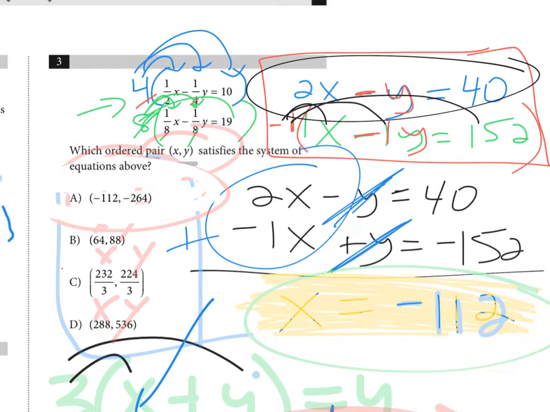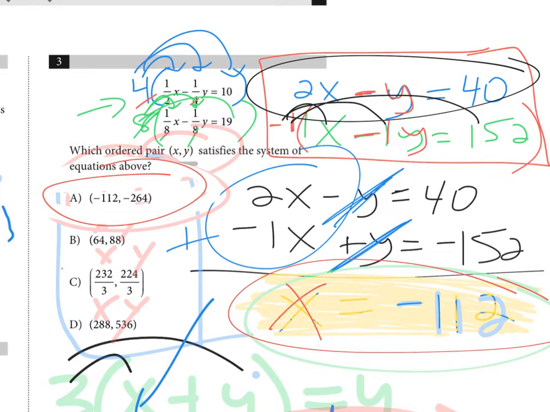Now, if you needed to find what y was, you could take -112, which is x, plug it back into one of the equations and solve for y. But for the SATs, you want to learn that you don't want to do too much. So in this case here, the answer is letter A.